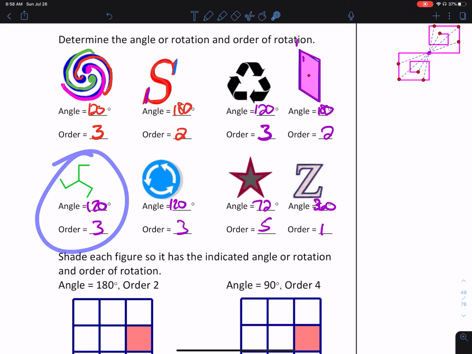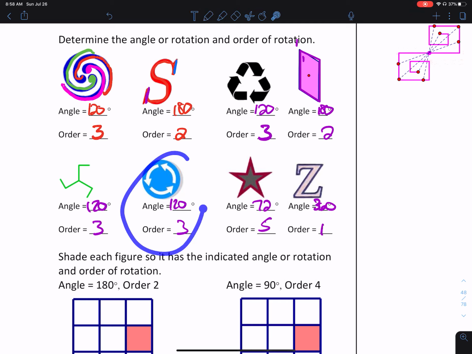This figure here, I got angle of 120, order of 3. Angle 120, order 3. Angle 72, order 5. This one I got had no rotational symmetry because this part of the Z is smaller than this part of the Z.